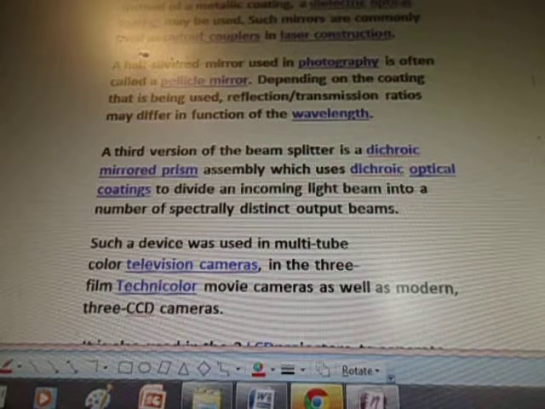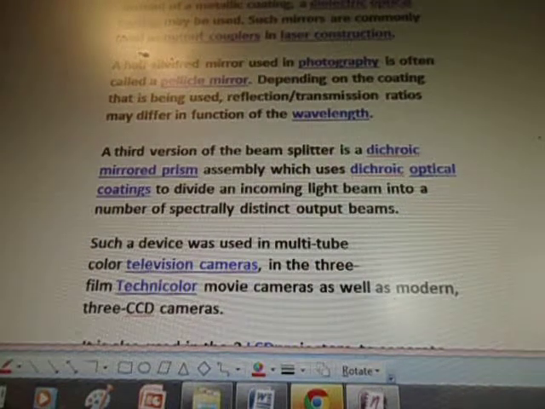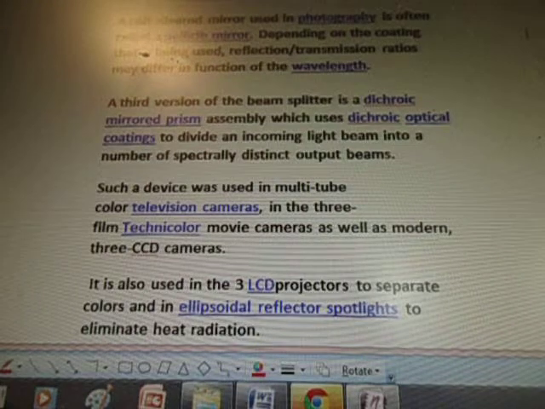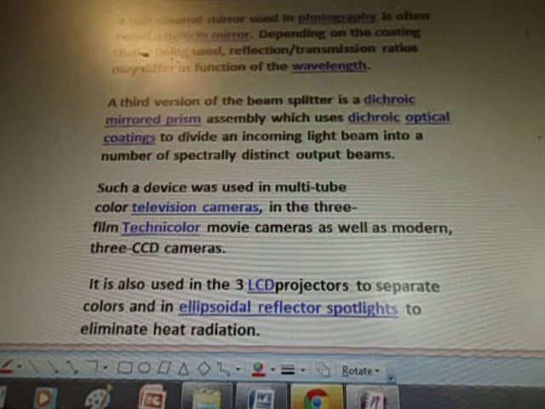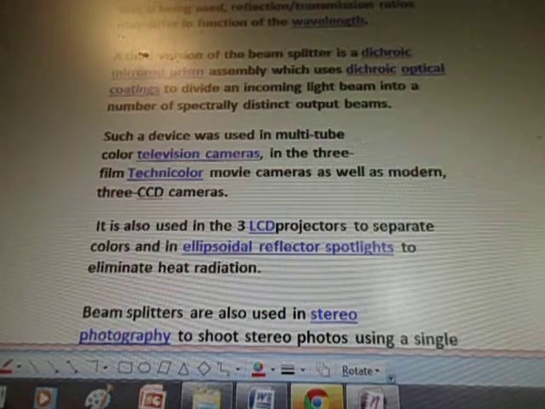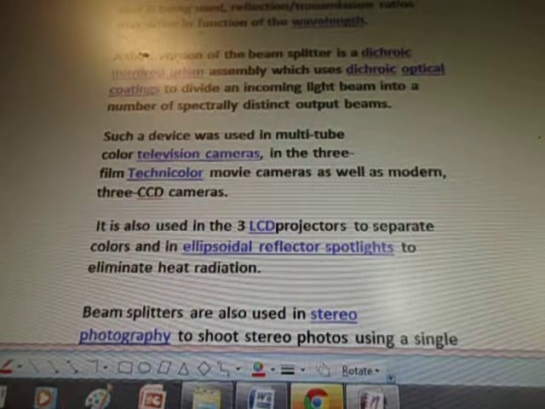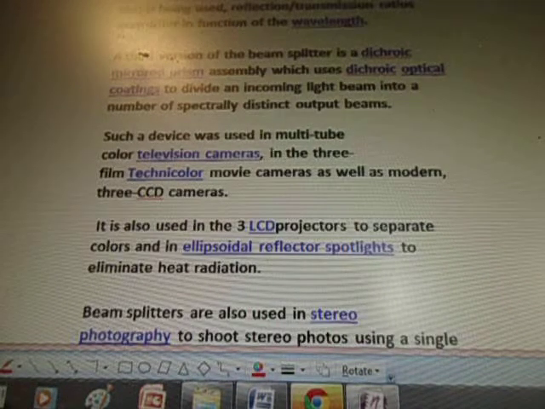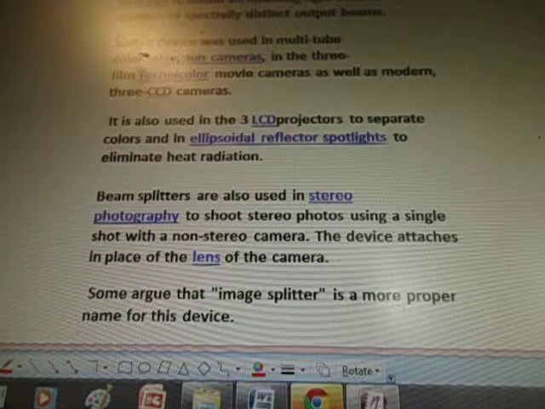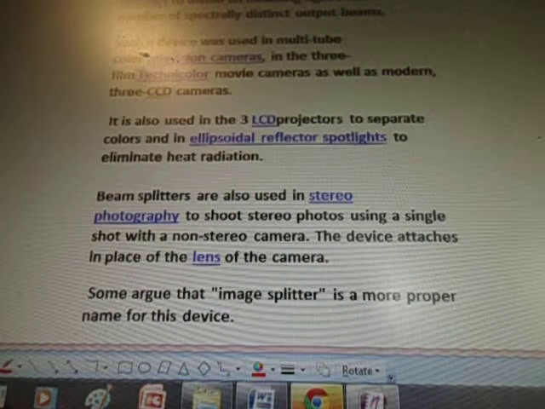A third version of the beam splitter is dichroic mirrored prism assembly, which uses dichroic optical coatings to divide an incoming light beam into a number of spectrally distinct output beams. Such a device was used in multi-tube color television cameras, in the 3-film Technicolor movie cameras, as well as modern 3 CCD cameras. It is also used in the 3 LCD projectors to separate colors and in ellipsoidal reflector spotlights to eliminate heat radiation.